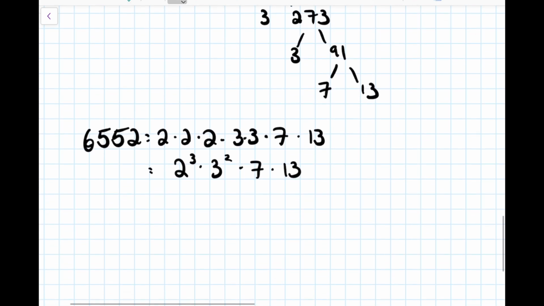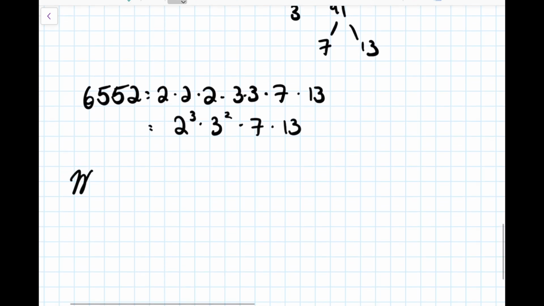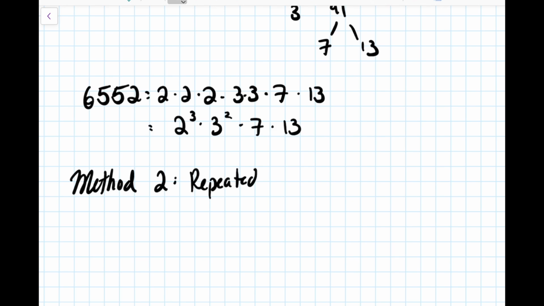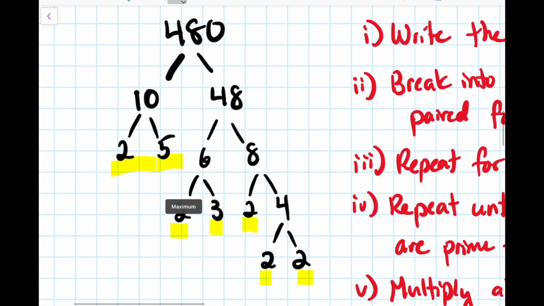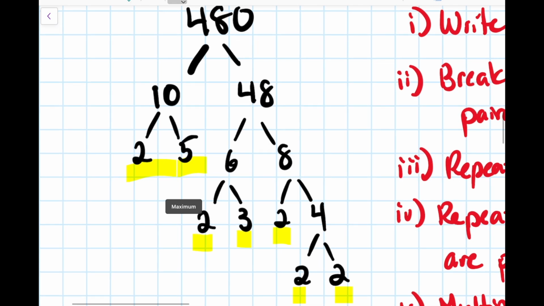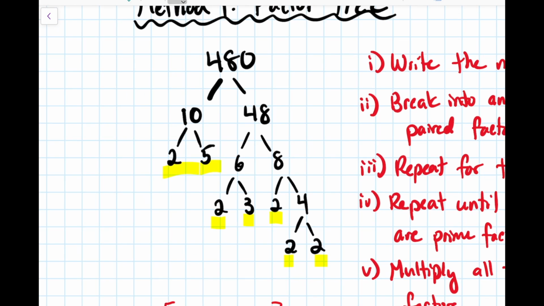All right. Our second method is the same idea, but a little more structured, a little less free. So it has its advantages and disadvantages in that respect. The nice thing about the tree is that you can kind of break down your number into big chunks right off the get-go. So this one I could break up into a 10 and a 48 instead of having to divide by 2 and then by 2 again.